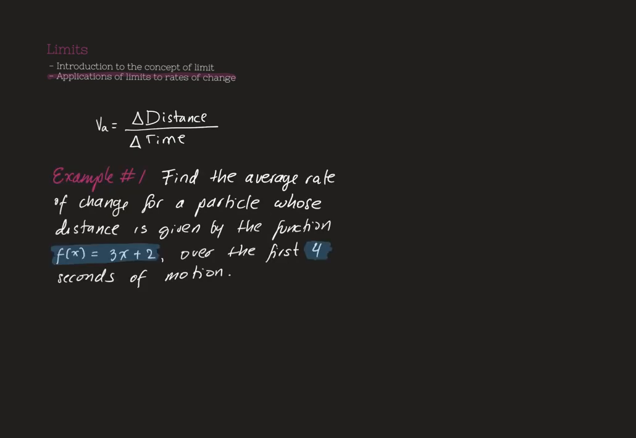Let's take our first example. Find the average rate of change for a particle whose distance is given by the function 3x plus 2 over the first 4 seconds of motion. The first thing we need to know is where was the particle in the beginning, so at x equals 0, and where was the particle at the end after 4 seconds, so x equals 4. We're going to evaluate f of 0, which is 3 times 0 plus 2, equal to 2, and f of 4 is 3 times 4 plus 2, equal to 14.